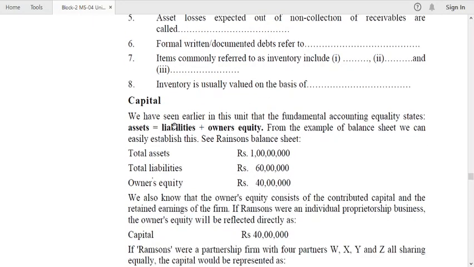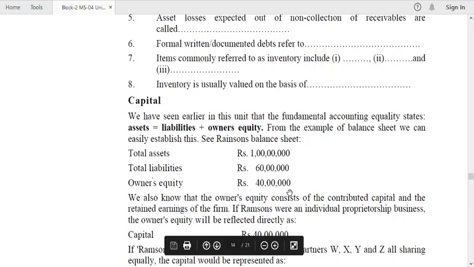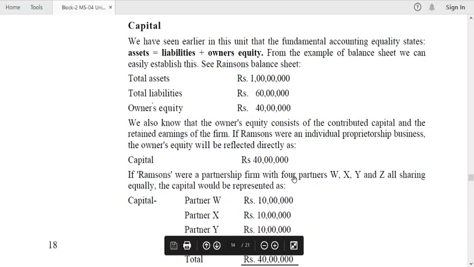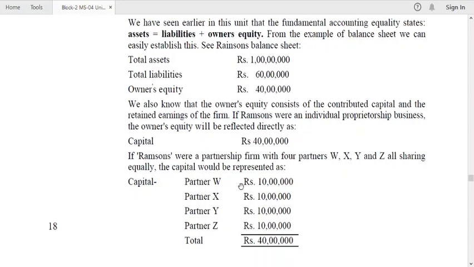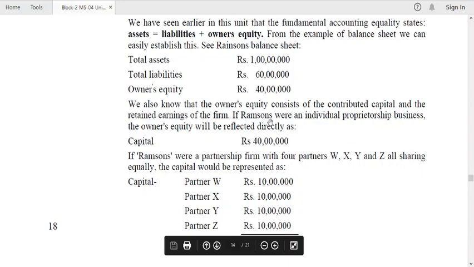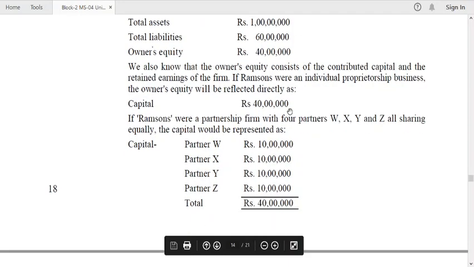Okay, we have completed assets and liabilities. Now we will see the capital. What is the capital? Earlier we have seen this equation, assets equal to liabilities plus owner's equity. In the previous example, we have seen owner's equity as 40 lakhs. If there are 4 owners, then this 40 lakh can be divided among them like 10 lakh, 10 lakh, 10 lakh, 10 lakh. This is the capital contributed by the owners.